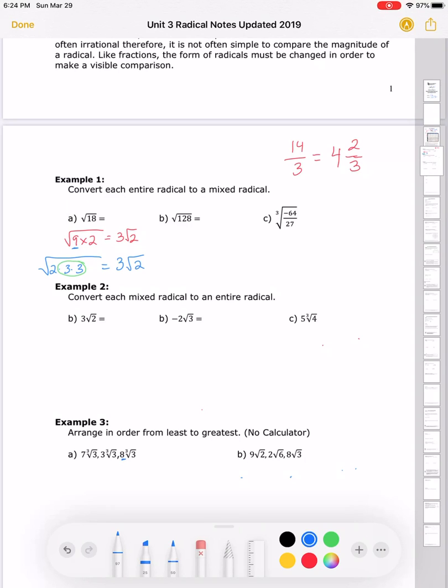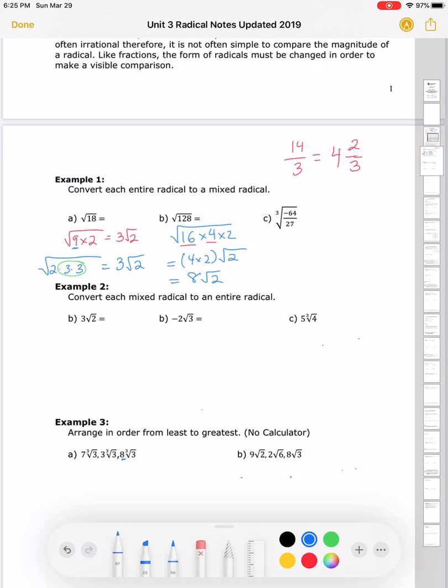Now, looking at the next one, root 128, I'm not as familiar with it, but I did a little investigative work, and I realized it's 16 times 4 times 2. Well, 16 and 4 are perfect squares, so the square root of 16 is 4, the square root of 4 is 2, and I have my lonely little 2 left under my radical. So 4 times 2 is 8, and 8 root 2 is my answer. You could also prime factorize that and circle pairs, but you would have a lot of 2s, probably 7 twos, so that one might take a lot of work. For some things, it's easier to look for perfect squares and take them out that way.